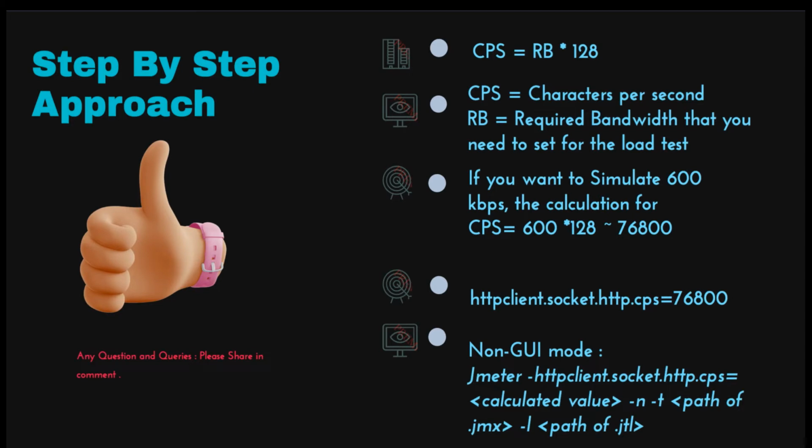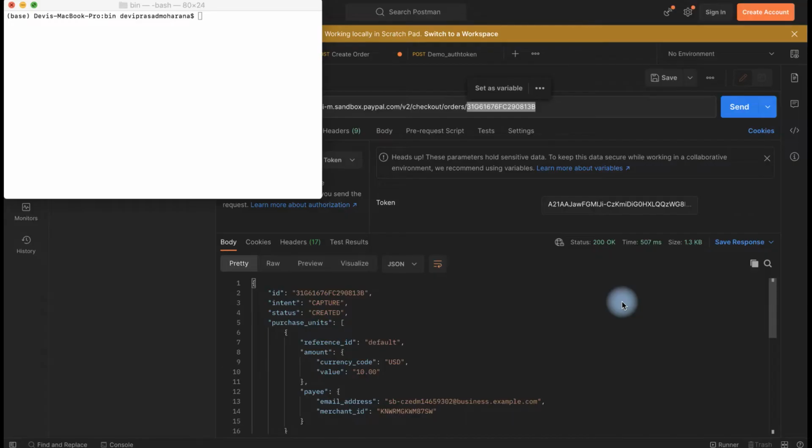Let's see how we can implement this in real life in JMeter. I am super excited to take you on the ride of JMeter in real life: how you can set the CPS value and how you can achieve network virtualization. Let's move there. Let me open JMeter.